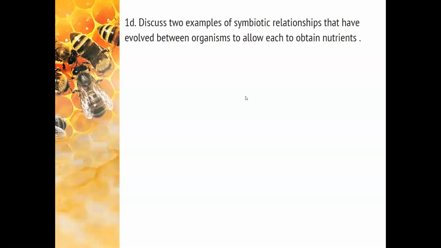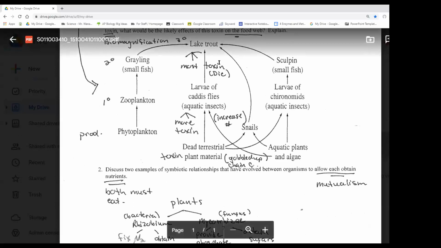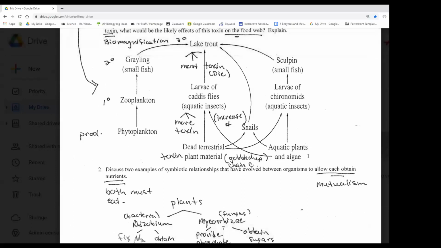And then examples of symbiotic relationships that have evolved between organisms to allow each to obtain nutrients. So you have mutualism, where they're both going to benefit, and you would have given some specific example for that mutualistic relationship, like the bee and the flowers. Let me get my talk to the text. This was the original food web, but I had written all over this and I couldn't find that one, so I put in a new one.